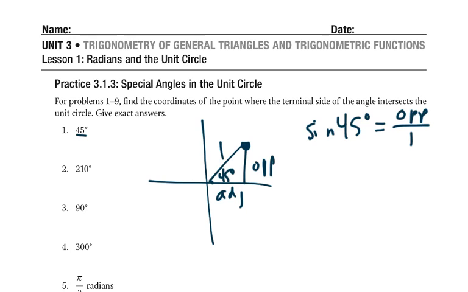So we can try to use the Pythagorean Theorem. The opposite side and the adjacent side are the same thing, so if I'm using the Pythagorean Theorem, I'll call them both x.